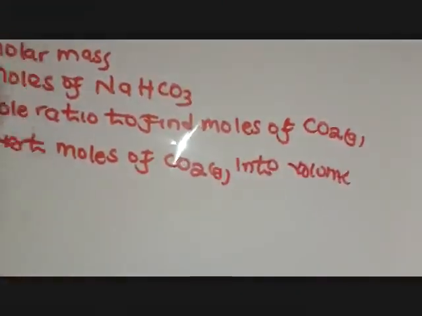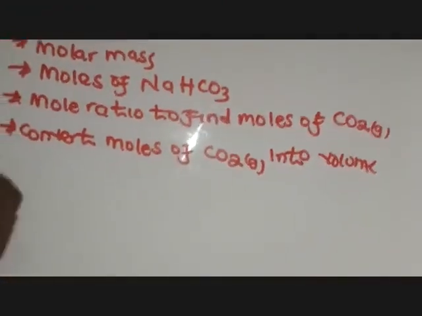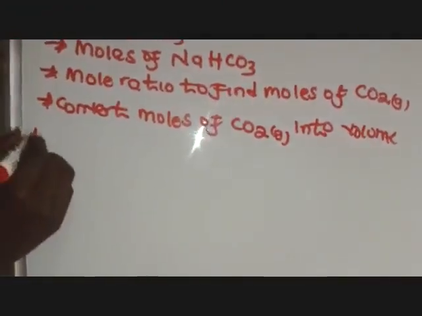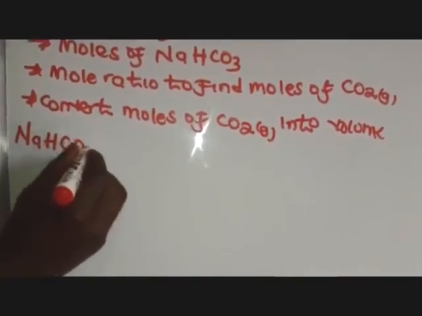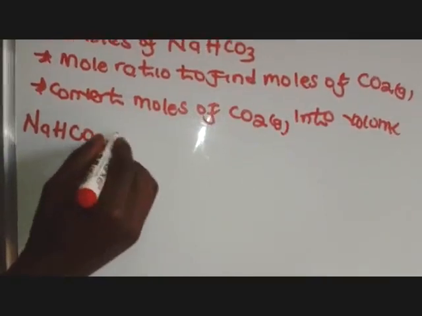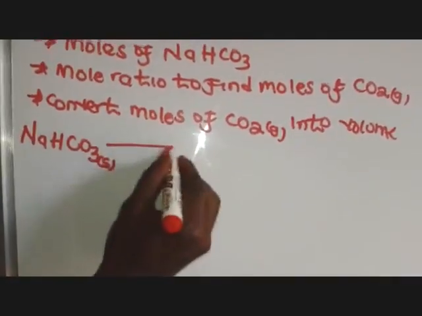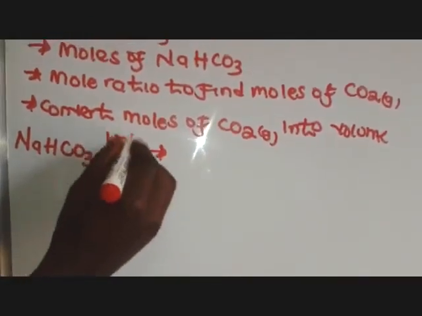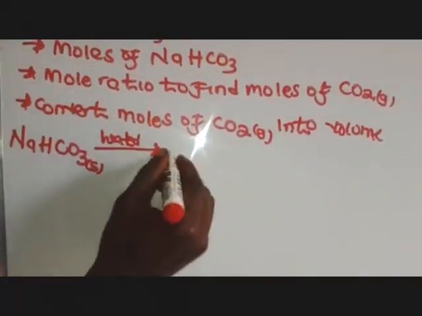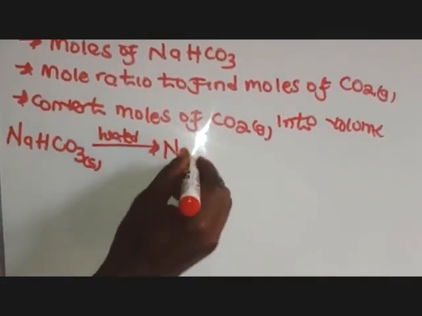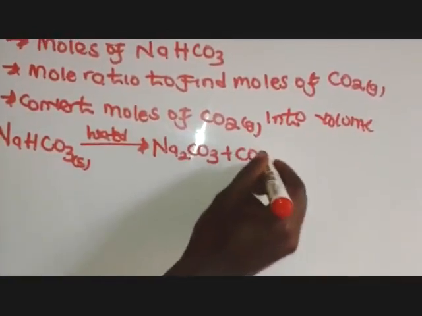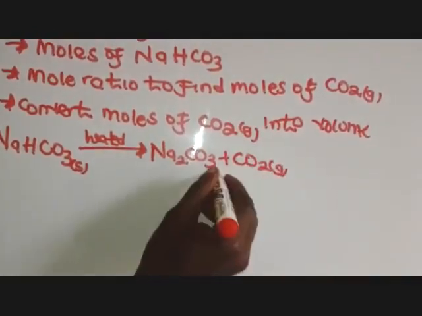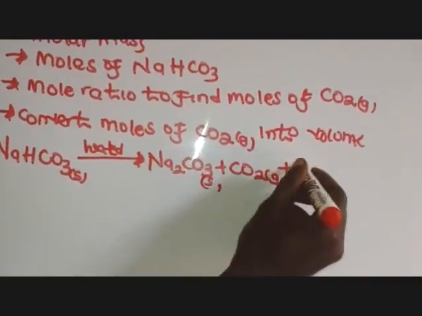So let us begin by writing our equation. Sodium hydrogen carbonate, a solid, is being heated, using the arrow there, to produce sodium carbonate plus carbon dioxide, don't forget that, plus water.